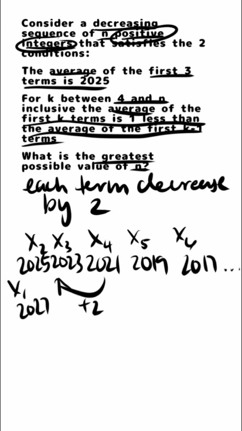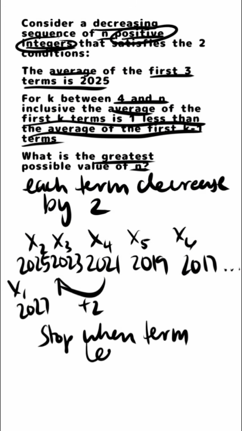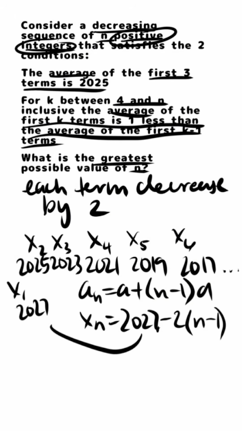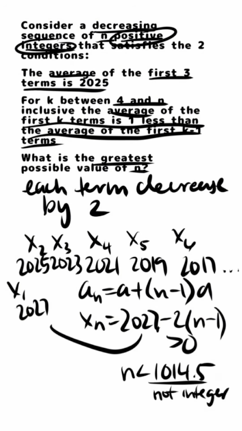Now we have to stop the sequence once its terms become less than or equal to 0, because then it isn't a sequence of positive integers anymore. So using the formula for the nth term of an arithmetic sequence with the first term 2027 and a common difference of -2, we can set this greater than 0. In solving this, we get n is less than 1014.5, but n has to be an integer, so we round down to 1014, which is our answer.